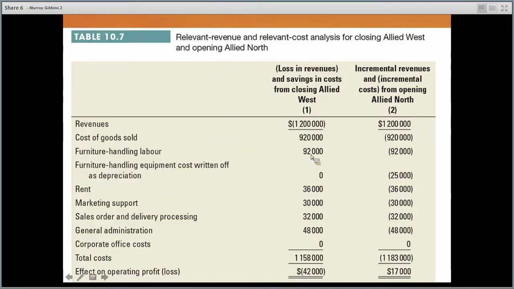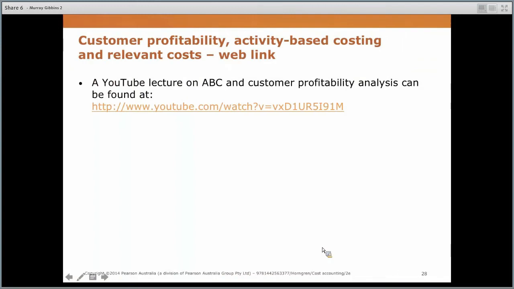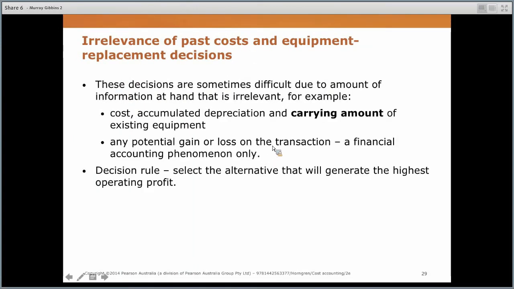Well, again, this is a similar sort of scenario as the last one. I'm just trying to analyze which division we should run with, maybe close one division that's not working so well and open another one in another location. Another YouTube clip you could chase up is on activity-based costing and customer profitability.